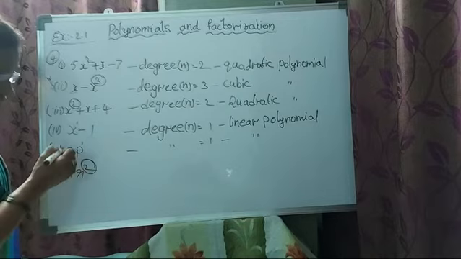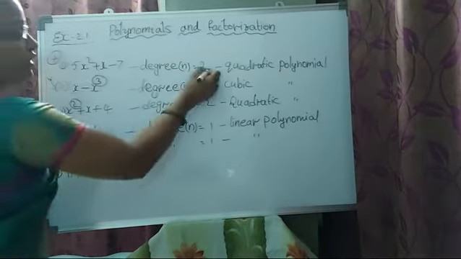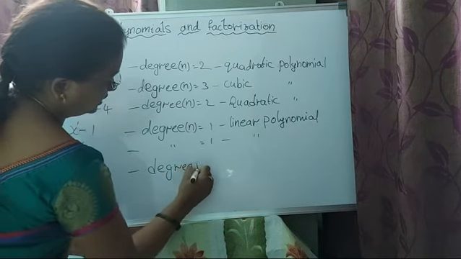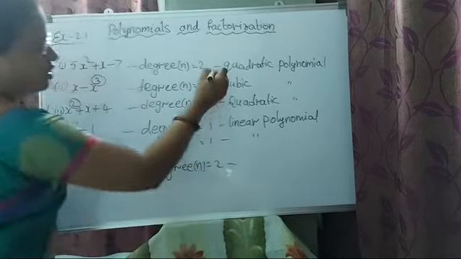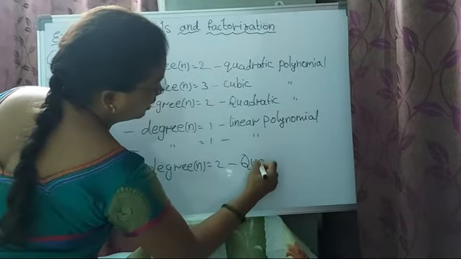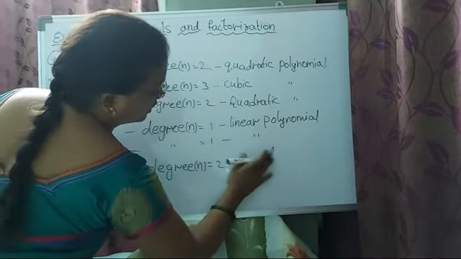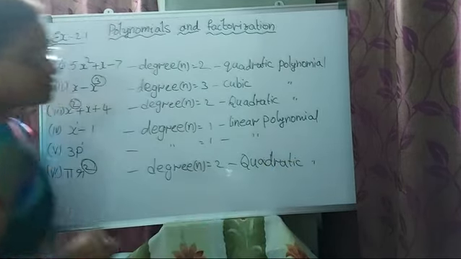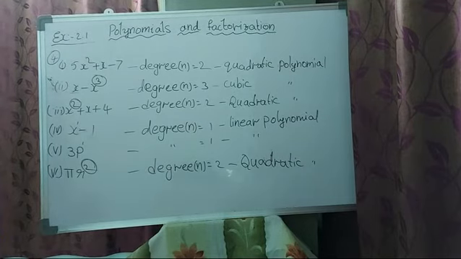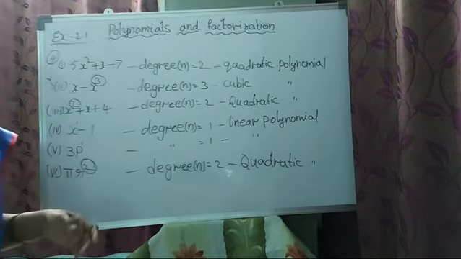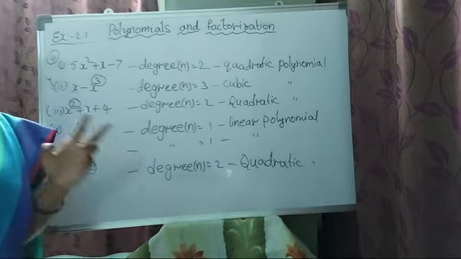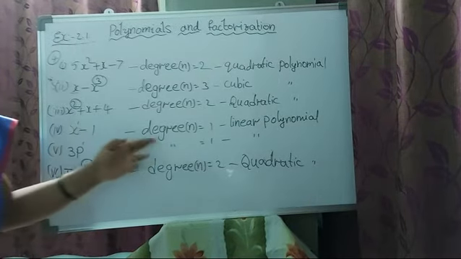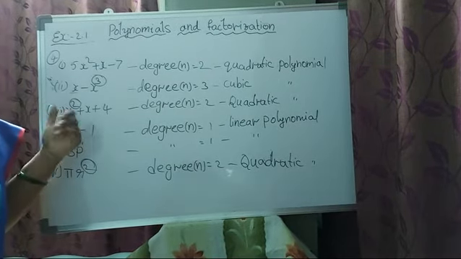Here the highest power is 2, so the degree n = 2. So we call it a quadratic polynomial. Simply, if the highest degree is 1, we call it a linear polynomial. If the degree is 2, it is a quadratic polynomial. If the degree is 3, it is a cubic polynomial. We have to take the highest degree. Okay. Thank you.